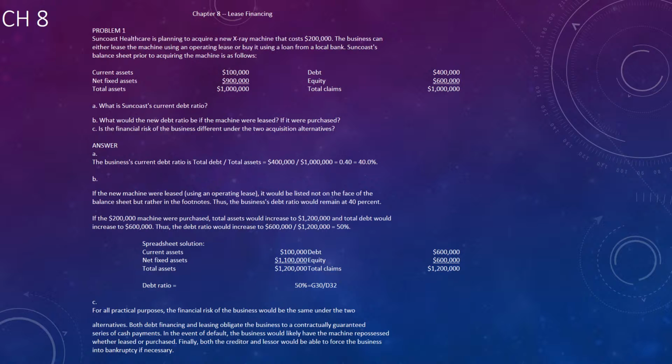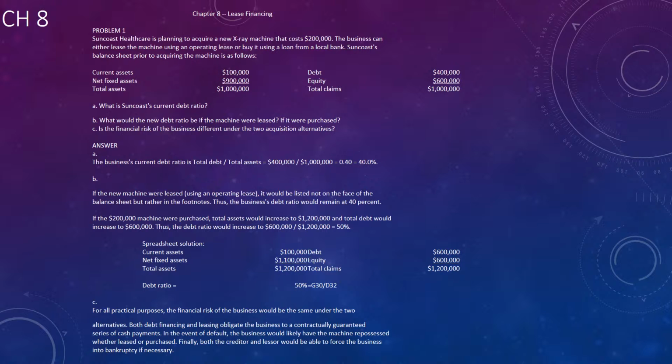So here we go. Their balance sheet prior to acquiring the machine is as follows. They have $100,000 in current assets, $900,000 in fixed assets. So their total assets are $1 million. They have $400,000 of existing debt and $600,000 of equity in that $1 million total claims. So, first question, what is their current debt ratio? B, what would the new debt ratio be if the machine were leased or if it were purchased? And then C, finally, is the financial risk of the business different under the two alternatives?